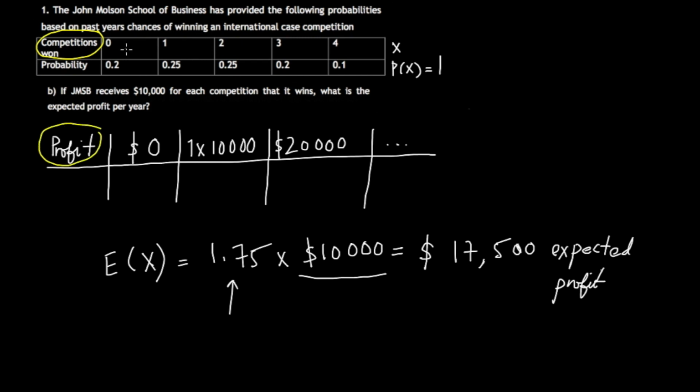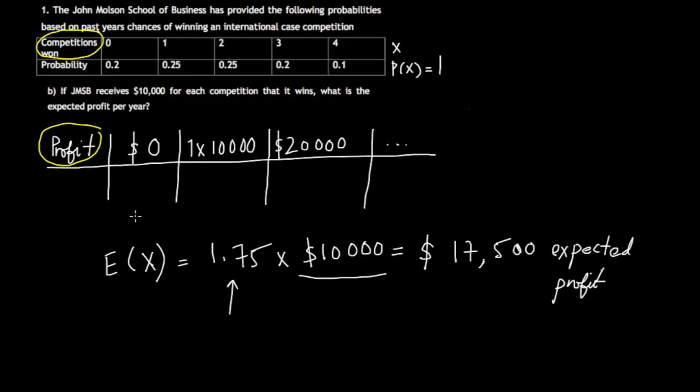So 0 competitions amount to $0. 1 competition is $10,000. 2 competitions, $20,000. 3, $30,000. 4, $40,000. And then we repeat step A for the mean, but this time instead of the mean number of competitions won, we'll simply multiply the dollar amount by its corresponding probability and obtain the expected profit.